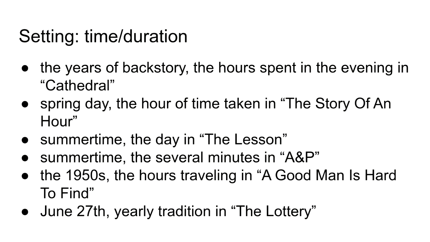A Good Man Is Hard to Find. We have a duration of several hours traveling during the day. The story is set again about contemporaneous to when it was written and published, so we're looking at the 1950s. And finally, The Lottery. Here we have a very specific date, June 27th, another summer story. I wouldn't be surprised if A Good Man Is Hard to Find is set in the summertime as well. After all, the kids are going on the road trip, so it's probably summer vacation.